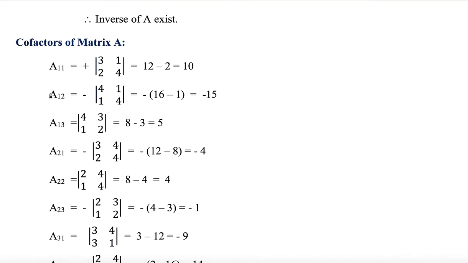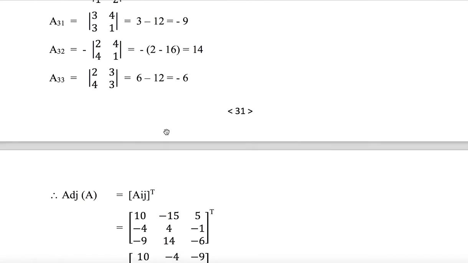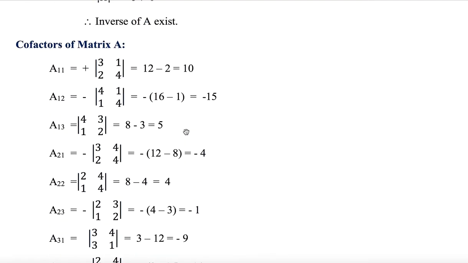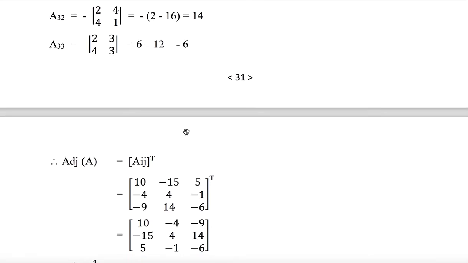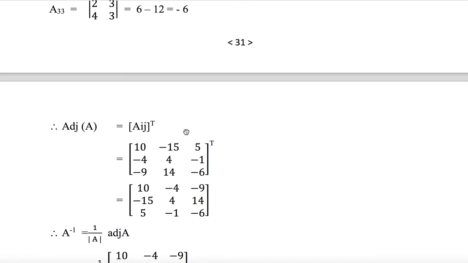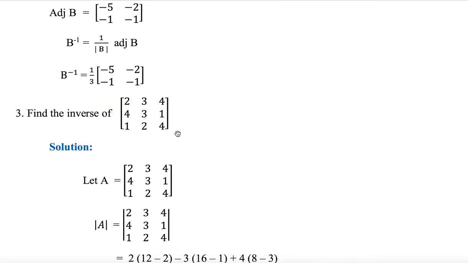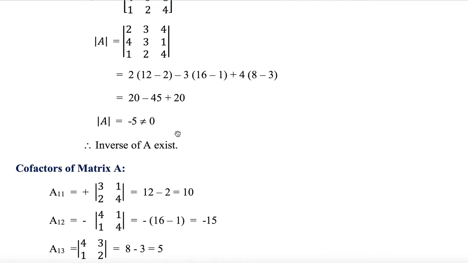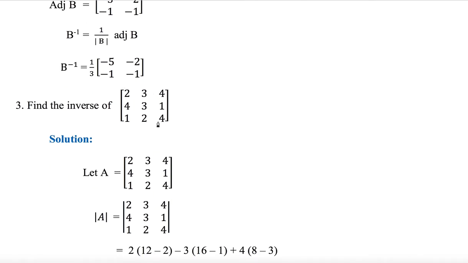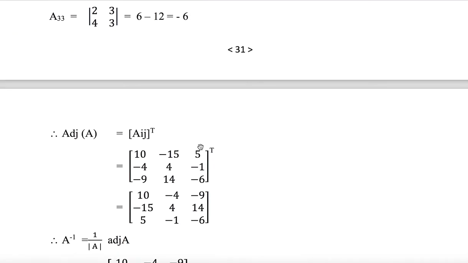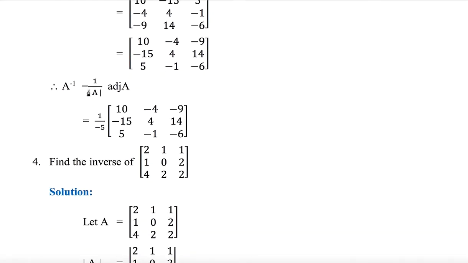Let's say you are finding the cofactor of a11, you place the element at a11 only. Now you are finding the cofactor of a12. Where is a12? That is 3, right? So we need to do the transpose. A inverse is 1 by det A into adjoint A.